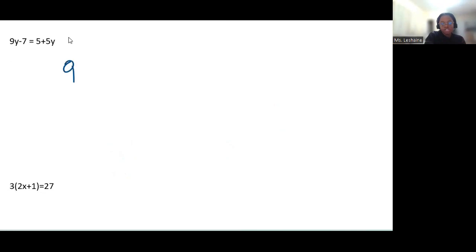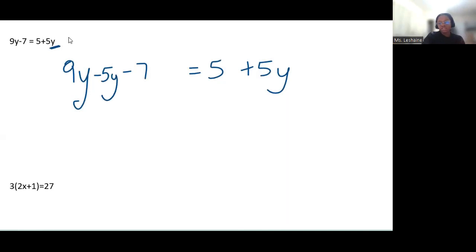All right, so for this question, I have 9y minus 7 is equal to 5 plus 5y. So I want to first get rid of this 5y that's right here. Now I can subtract a 5y from both sides. Remember that anything I do to one side, I must do to the other side to keep everything balanced. So if I'm subtracting a 5y from the left, I have to also subtract a 5y from the right.